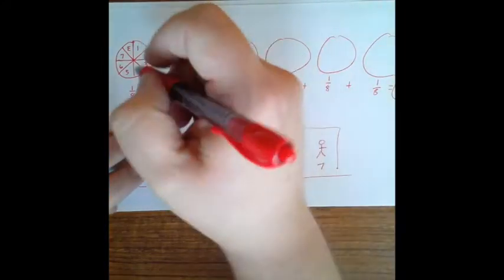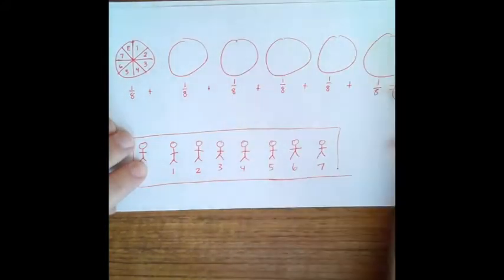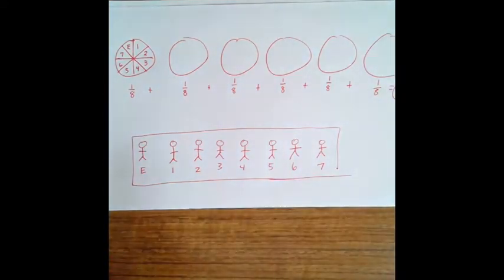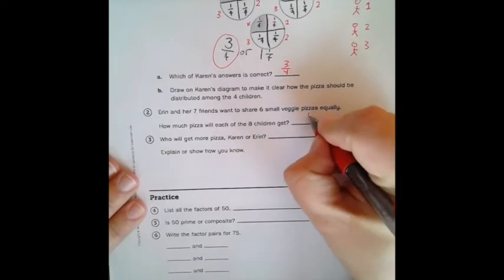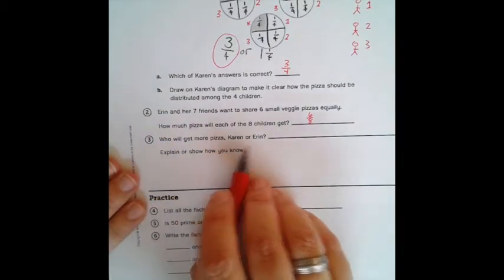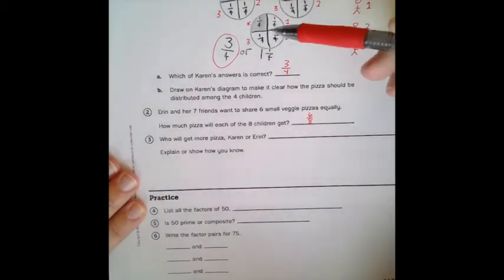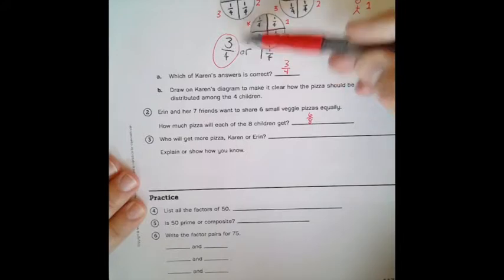So let's go ahead and write that in. How much pizza will each of the children get? They will get 6/8 of a pizza. Who will get more pizza, Karen or Erin? So if we look at Karen, she's getting 3/4 of a pizza, and Erin's getting 6/8.